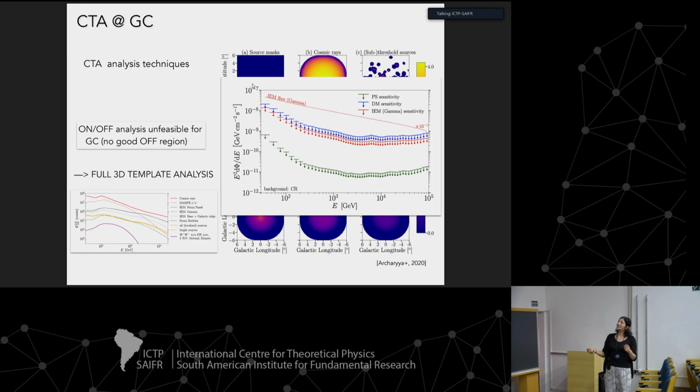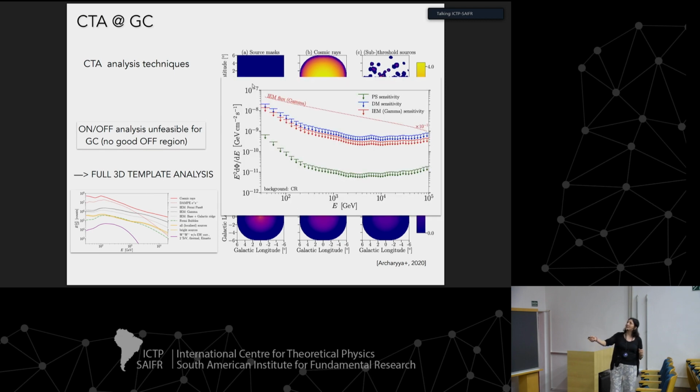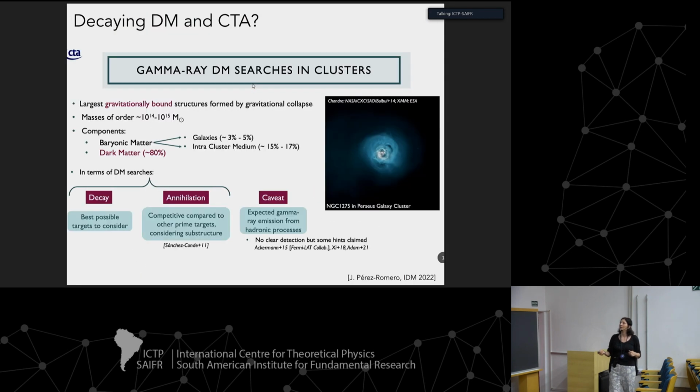Another promising thing is that you also see that even this diffuse emission that I told you is very hard to measure at the Cherenkov telescopes, this is the predicted emission and this is the sensitivity. So CTA should even be capable of measuring this diffuse emission that I said was so hard for HESS and other Cherenkov telescopes to do.